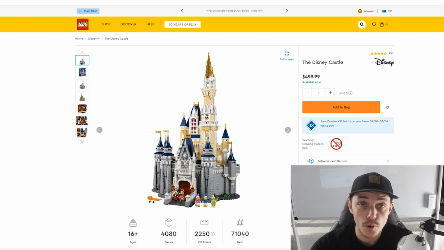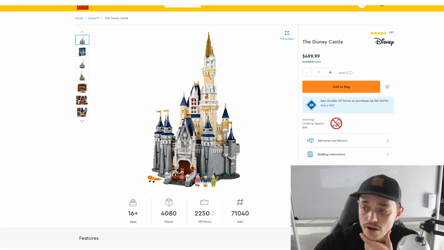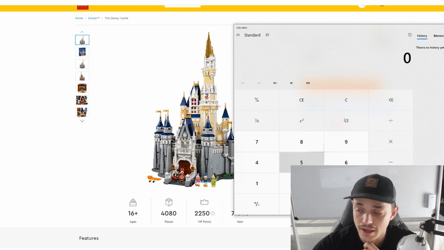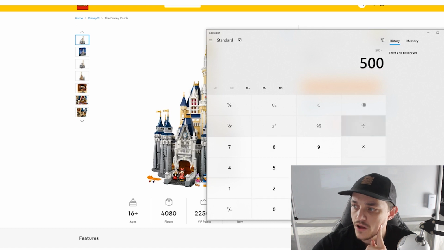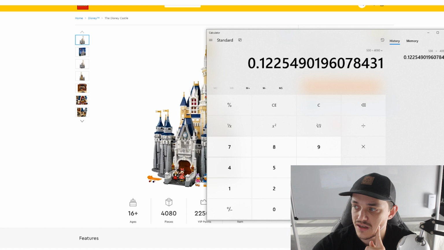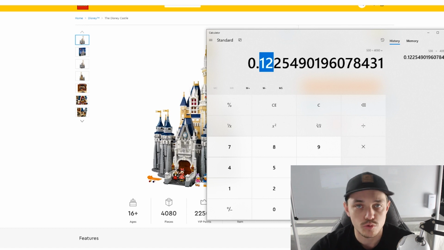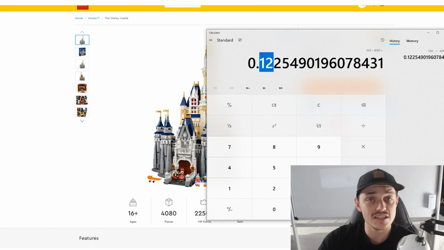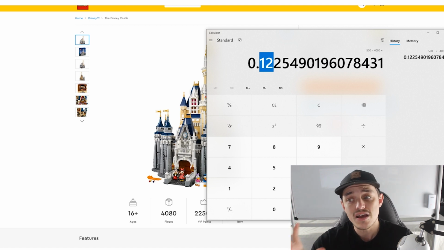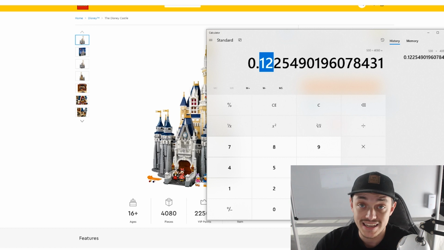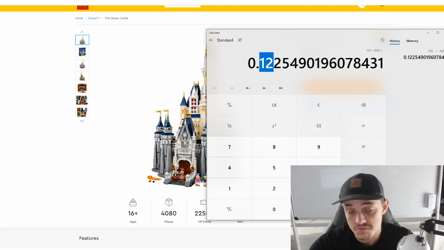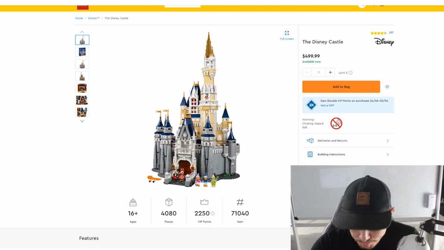Now I want to talk about the price per piece. So on average, how much does one piece in this set cost? All we have to do is get up our trusty calculator here, and we'll chuck in the price of the set, which is 500, and divide it by the amount of pieces, which is 4,080, which brings us to about 12 cents per piece, which is very, very good. As I said in my last review, it tends to be that the bigger the set, the better the price per piece compared to the smaller sets. So the price per piece for this set is going to get a 9 out of 10. If it was at 10 cents, 11 cents, 10 out of 10, but 12 cents, 9 out of 10 every day of the week. So that is very, very good.